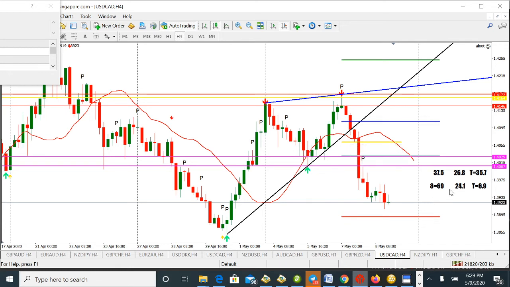Now, that one is 24.1, while the tail is 6.9. This one is a very solid bear candle. Okay, with this one I will enter.